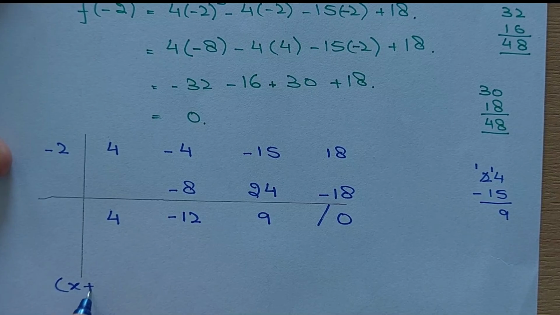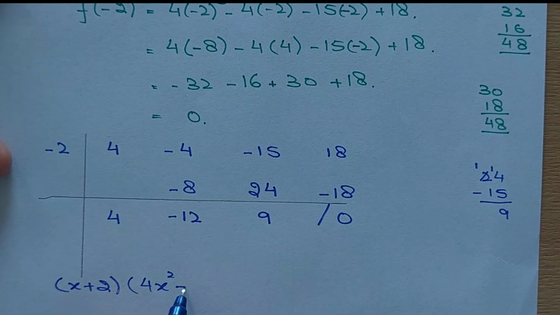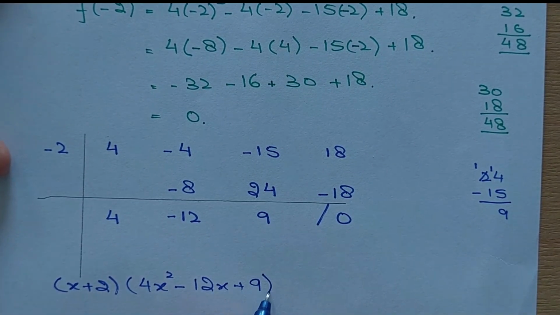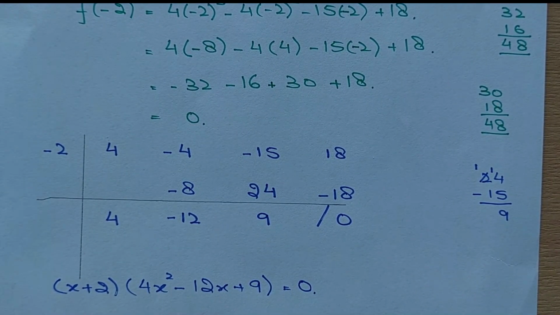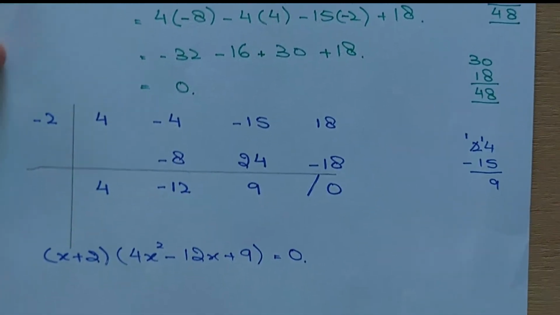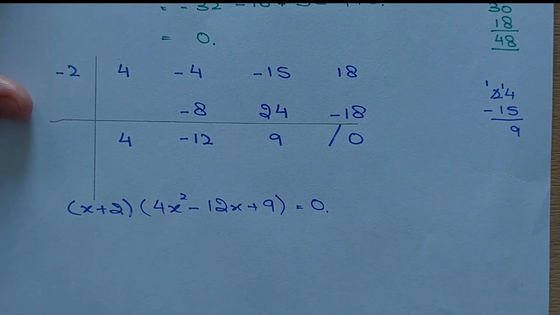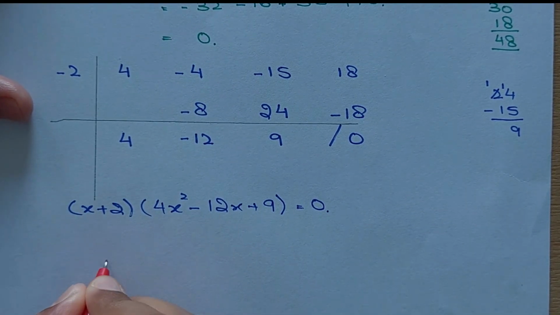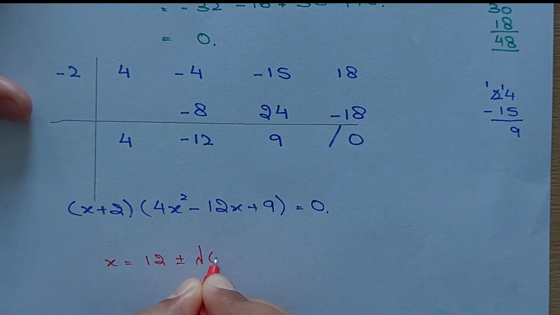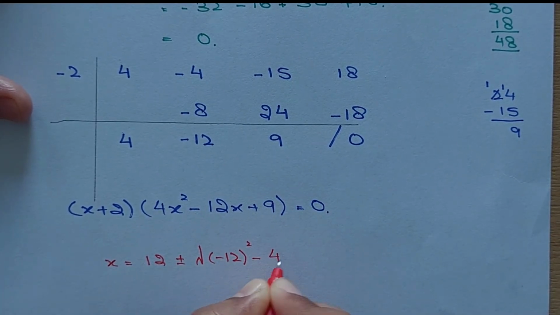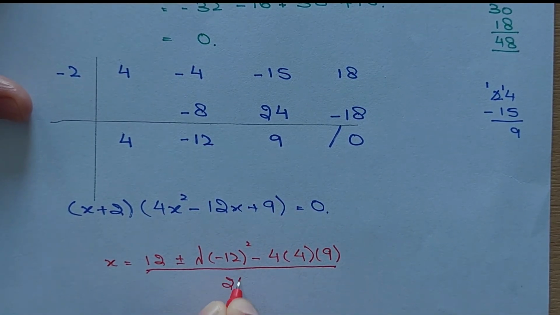So the first factor is x plus 2. When you put it equal to 0, you will get x equals minus 2, and we have 4x square minus 12x plus 9 equals 0. Now let me factorize the other form, because we have to solve the equation. Applying the quadratic formula, x equals 12 plus or minus square root of 12 square minus 4 times 4 times 9, divided by 2 times 4.